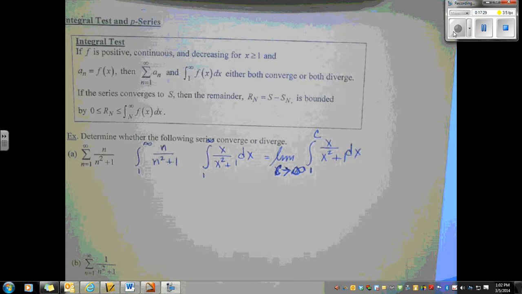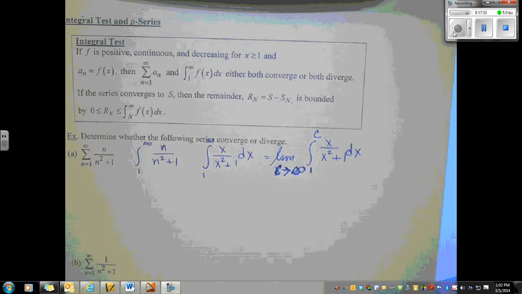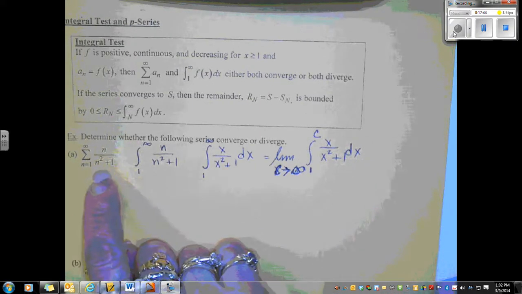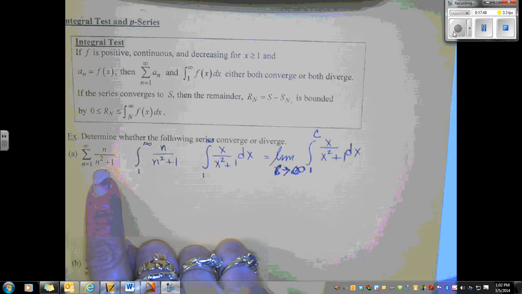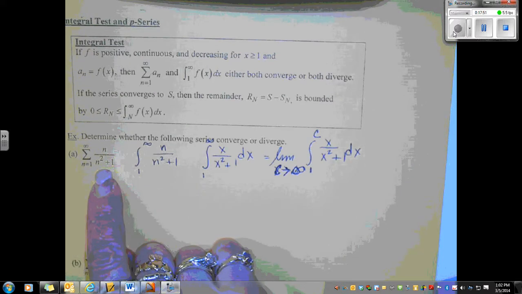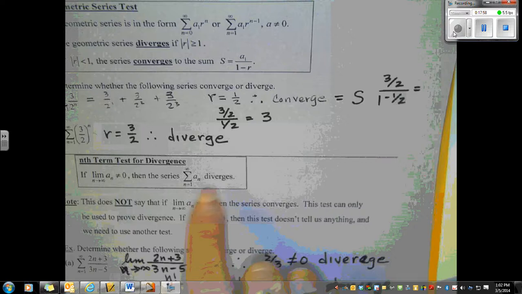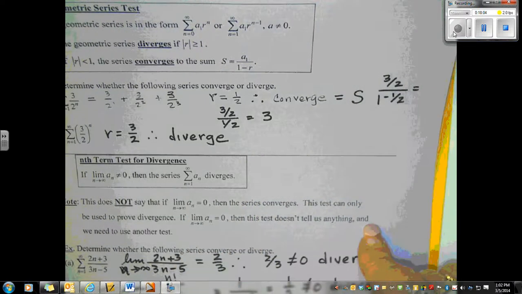Because if I look at this, all right, look at this. This thing right here. If you do the limit as n goes to infinity, guys, this is 0. 0 doesn't tell you whether you diverge or converge. Remember, this said it can't be 0. If the limit is equal to 0, that doesn't tell you anything. You have to use a different test.